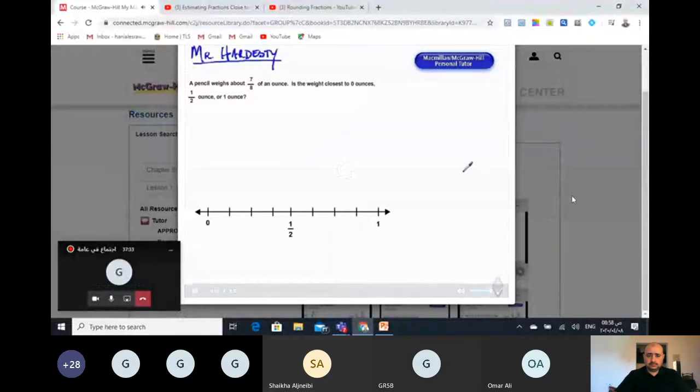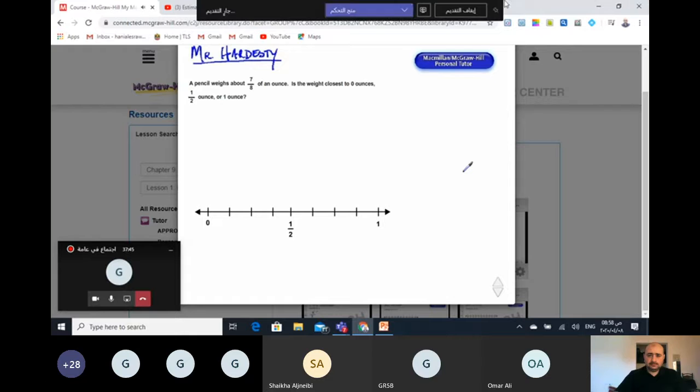This is Mr. Hardesty. In our next example, we'll round fractions. A pencil weighs about 7/8 of an ounce. Is the weight closest to 0 ounces, 1/2 ounce, or 1 ounce? 7/8 of an ounce is the weight of our pencil.